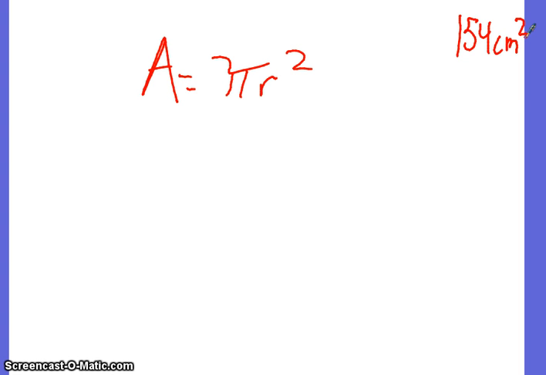And we know what pi is, right? 3.14. But I'm going to use 22 over 7 to make her life easier. There's a reason why, because it goes in. Okay, so what do I need to find? What am I looking for? I want to find the radius. So what do I do?